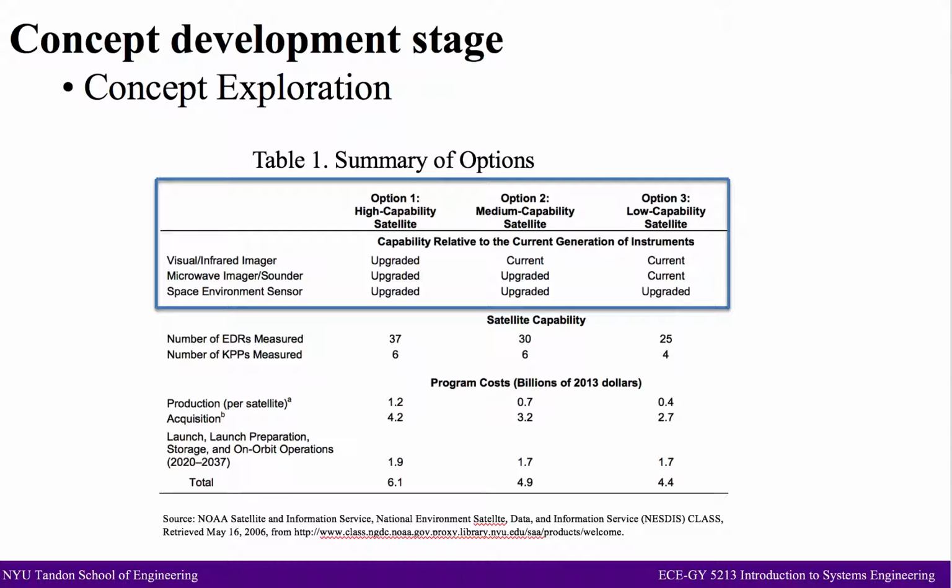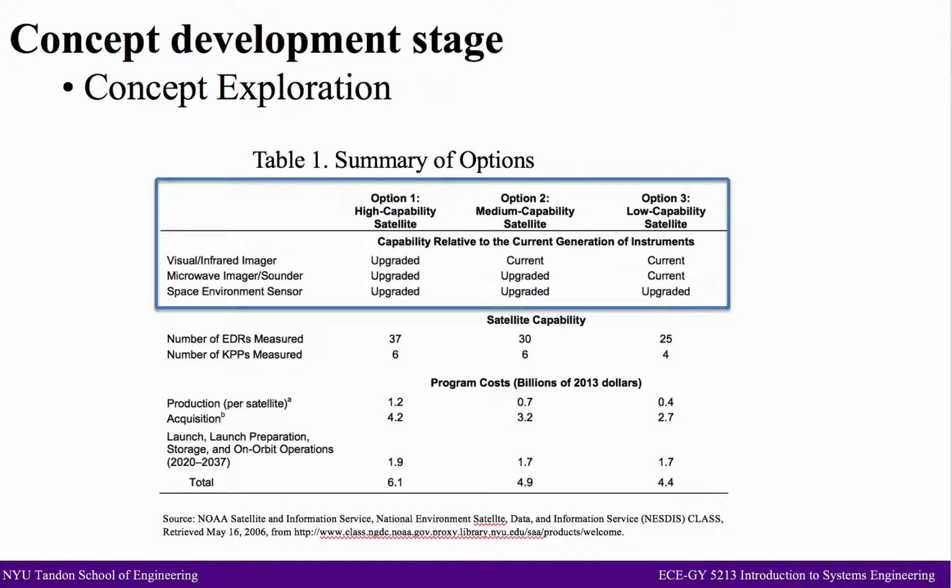As can be seen from Table 1, Option 1 would carry all upgraded instruments: VIIRS, MIS, and SEMN. Option 2 would carry the current generation visual instrument AVHRR and the upgraded microwave and space environment instruments, MIS and SEMN. Option 3 would carry the current generation visual and microwave instruments and an upgraded space environment instrument.